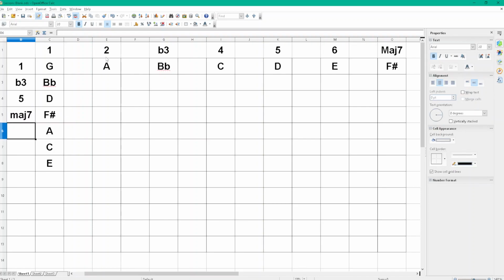A is the 2, but because we are in the 2nd octave, now we're calling it a 9. C is the 4, and since we are in the 2nd octave, we call it an 11. And E is a 6, and in the 2nd octave, we call it 13. And this is basically the vertical structure, but this is telling us a few things.